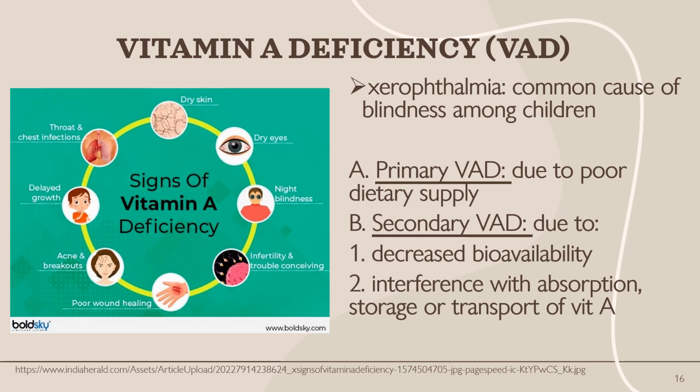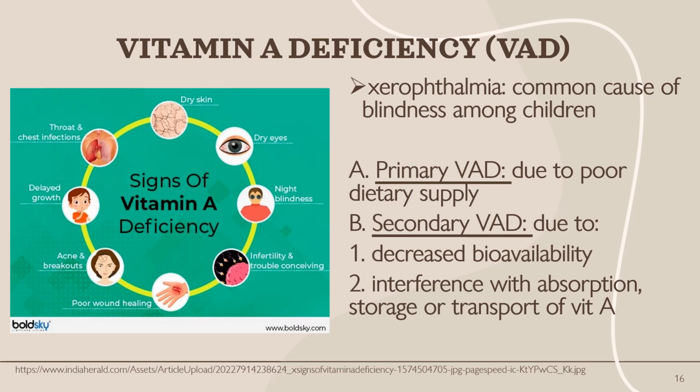Now, aside from an iron deficiency, patients may have a vitamin A deficiency or VAD. So you have a condition called xerophthalmia, which is a common cause of blindness among children and is due to a vitamin A deficiency. Now there are two types. Primary vitamin A deficiency would be due purely to poor dietary supply, whereas a secondary form would be due to decreased bioavailability or there's a problem with their absorption of their vitamin A.